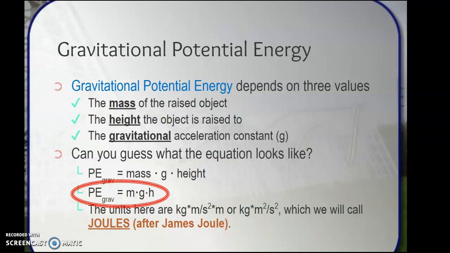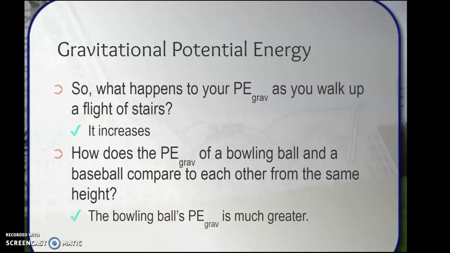Okay, so potential energy, again, it's a type of energy. It depends on your mass, your height, and your gravitational acceleration constant, g. So we have mass times g times height, and that is your gravitational potential energy equation. Okay, so this is the equation that we're going to use for gravitational potential energy. So what happens to your gravitational potential energy as you walk up a flight of stairs? Well, because we're increasing that distance, we are going to see an increase in our gravitational potential energy.